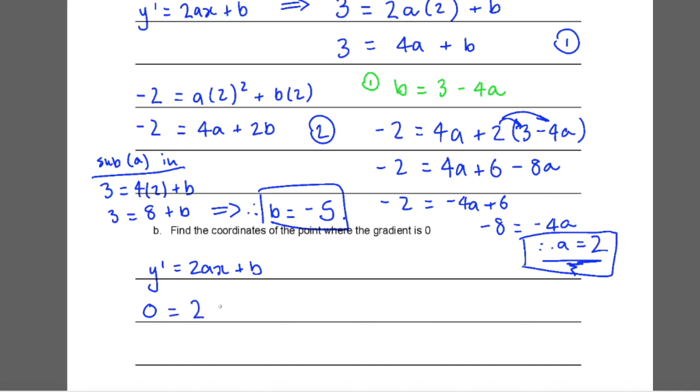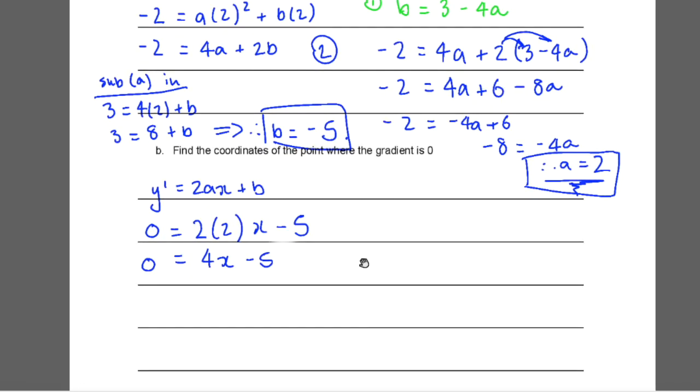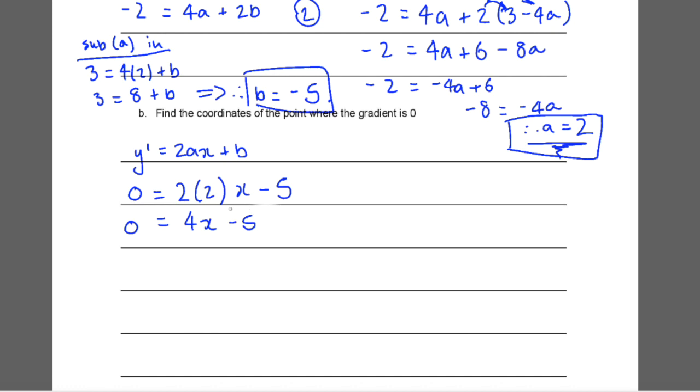So it's 2 times 2x plus b, which is negative 5. So that needs to be plus b. Plusing minus 5 is the same thing as subtracting 5. So that gives us 4x minus 5. Alright, let's solve for x now to give us the x coordinate. So that's going to be 5 equals 4x. x equals 5 on 4.